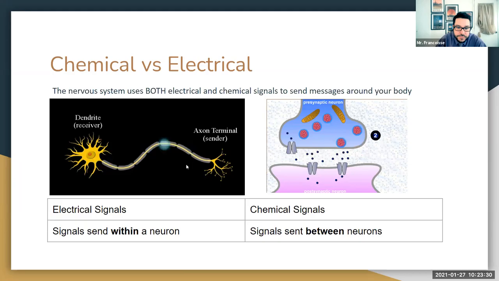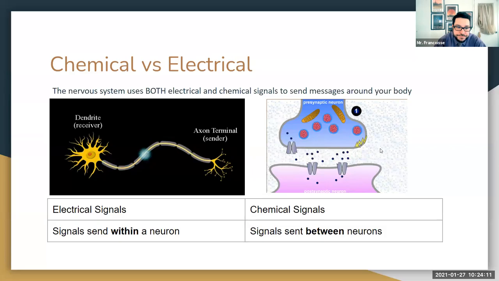So the process, these two work together. The signal goes to the end of the axon and releases these chemicals that get picked up by the next cell. Then that starts the electrical signal that goes to the end, which causes chemicals to be released, which is picked up by the next cell, which causes the electrical signal to be sent, and so on and so forth. So these are how the two are linked together.